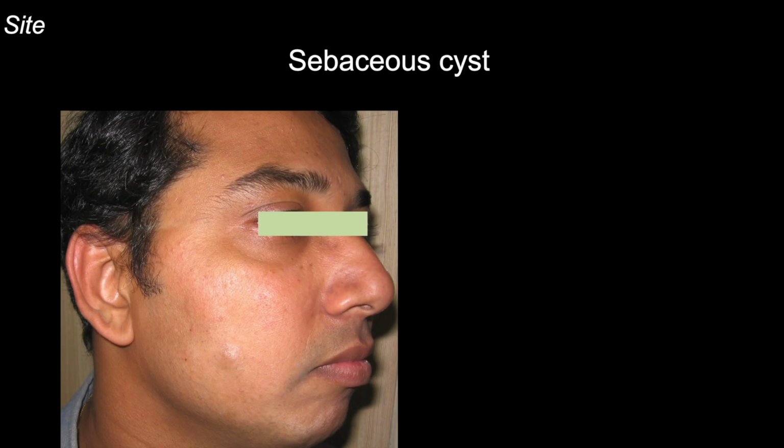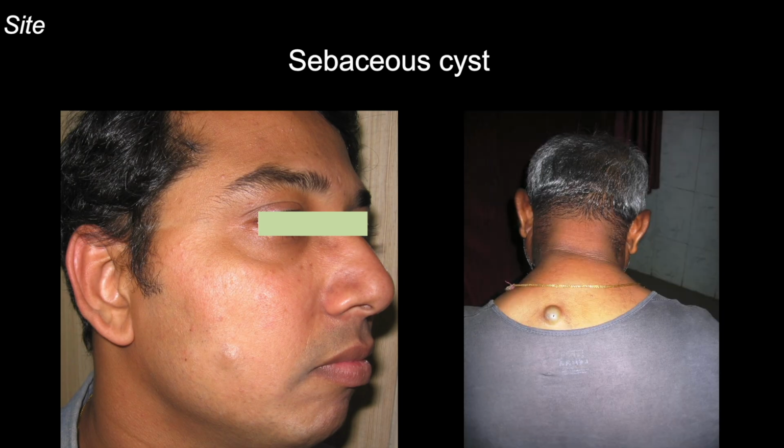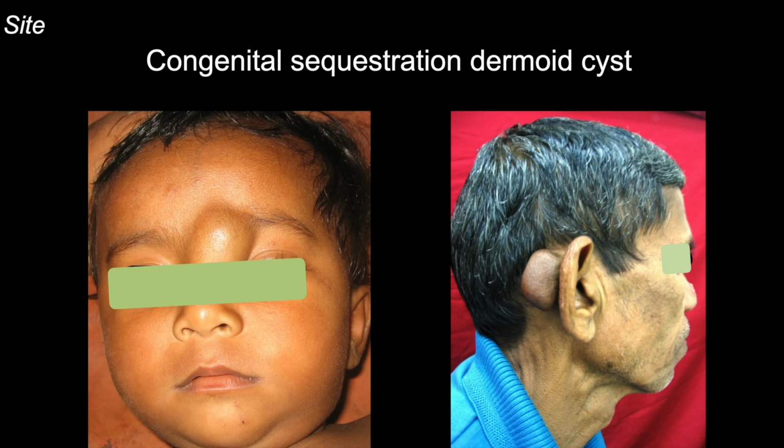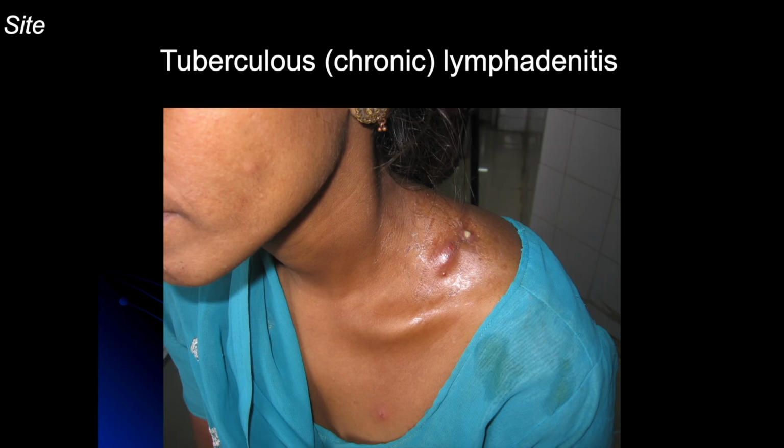Sebaceous cysts frequently develop on the face and back. Multiple sebaceous cysts tend to occur commonly on the scalp and scrotum. Congenital sequestration dermoid cyst occurs in the midline, at the outer or inner angle of the orbit, or behind the ear. Tuberculous lymphadenitis most commonly occurs in the neck. Other common sites in the descending order of occurrence are axilla and groin.